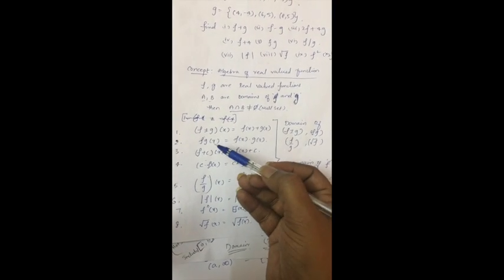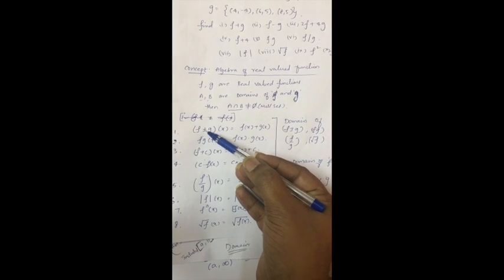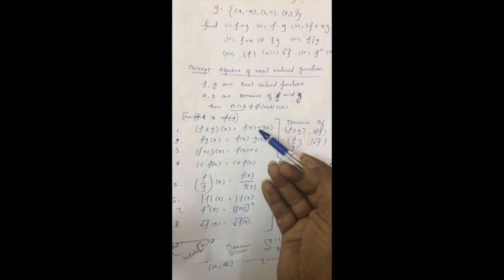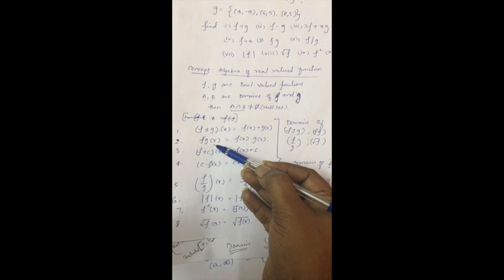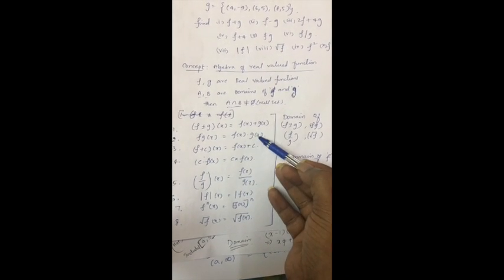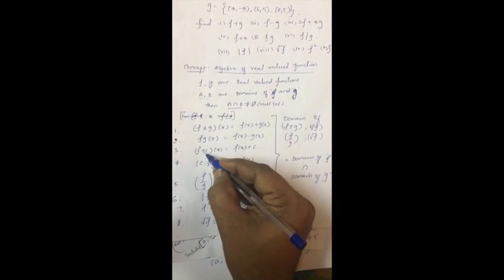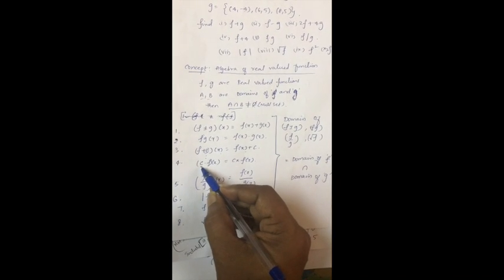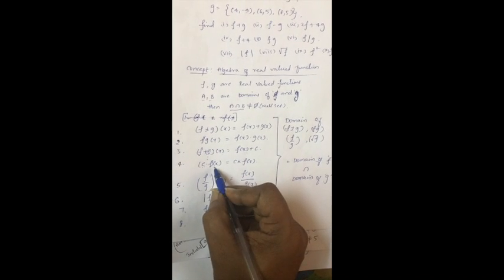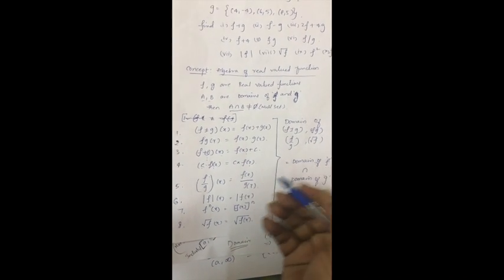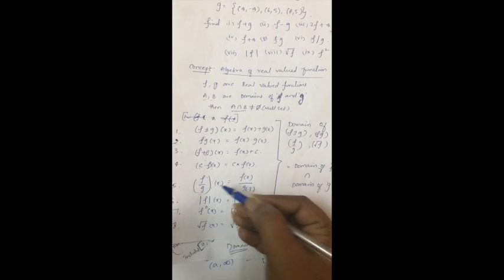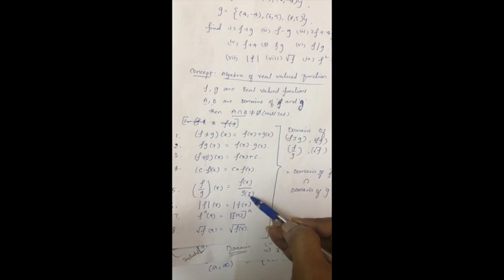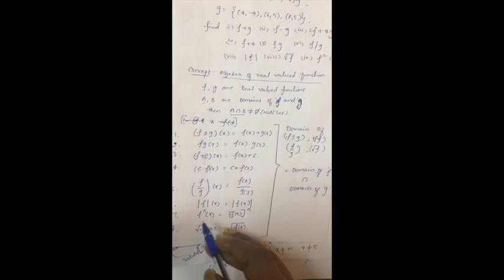Now these are the algebraic functions, simple functions, straightforward. f plus or minus g of x is equal to f of x plus or minus g of x. f g of x is f of x into g of x. Here c is a constant. f plus c of x is f of x plus c. And c is a constant, multiplied with the function, you get c into f of x. For the division also, this is simple, straightforward. For modulus, it is again straightforward. For power, it is straightforward. For the root also, it is straightforward.